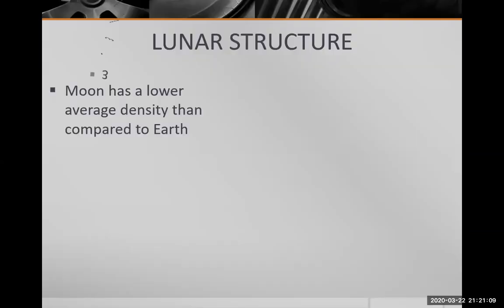Now, in terms of the actual lunar structure, we know from chapter 8, when talking about the Earth, that we have this idea of density that we can use to describe, in general, the composition of an object's interior. And it turns out that the moon has a very low average density compared to the Earth. The value that we're going to use for this class is that the moon's density as a whole, on average, is about 3.3 grams per cubic centimeter.